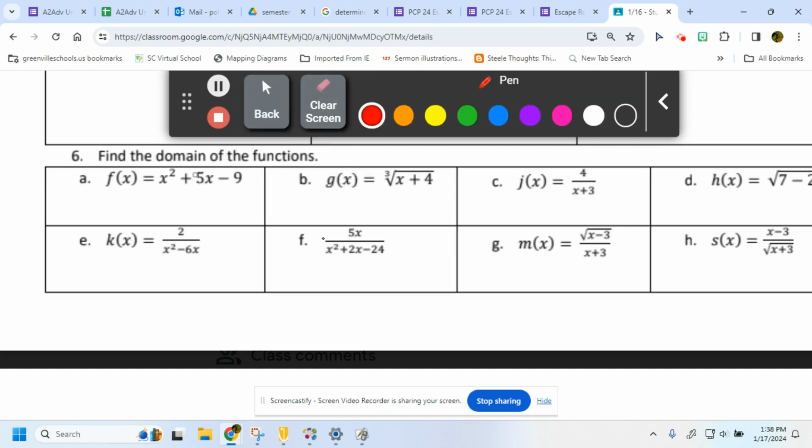All right, there you go. So this is a parabola. It's a U shape because it's an x squared. If that's the case, we always use all real numbers. When do we use all real numbers?